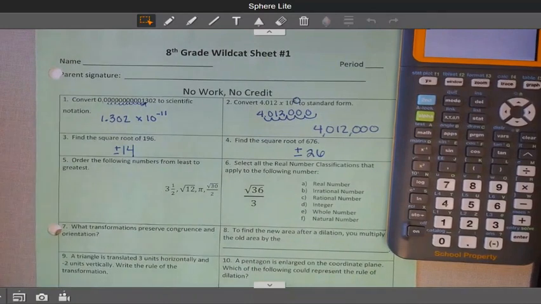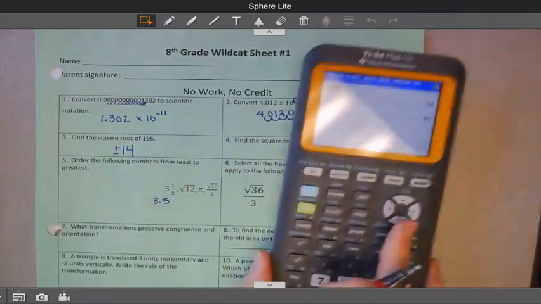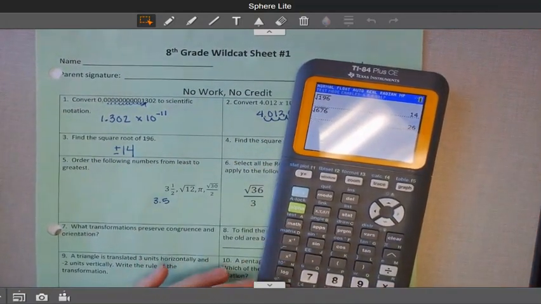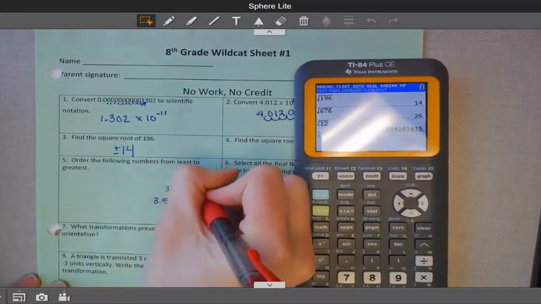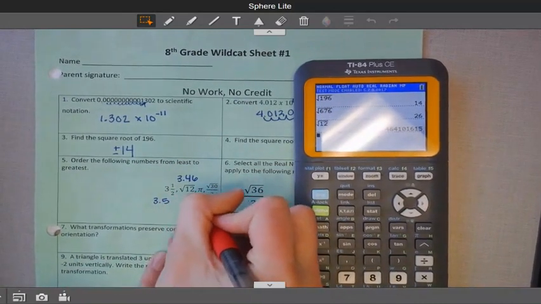The next one says order the following numbers from least to greatest. So we want to put all of our numbers in decimal form. So 3 1/2 as a decimal is 3.5. And then I can do the square root of 12 in the calculator. Second, x squared, type in 12, hit enter. Then we have 3.46. Going out to the hundreds place should be fine.